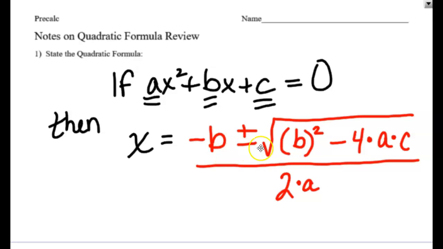And I hope you remember this, but when you have a fraction bar, everything on the top and everything on the bottom have to be done separately before you can reduce, okay?